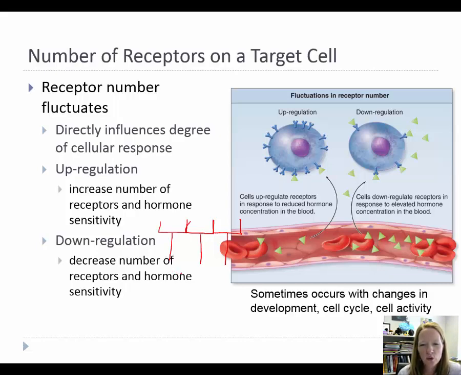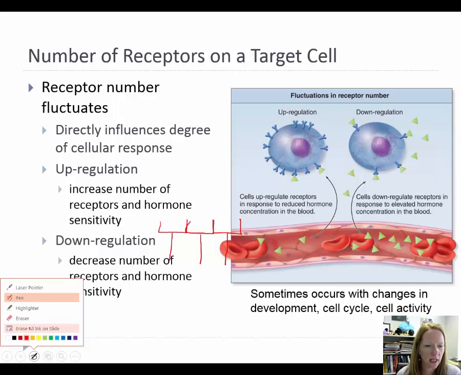But your probability to actually be able to make one of these is going to be a lot higher if you have more of those goal posts down there at the end of the end zone, right? So that's kind of how upregulation is going to work, you're increasing the probability of having a hormone attach and bind to one of those receptors in times of low hormone concentration. So let's go in and erase my beautiful football analogy.